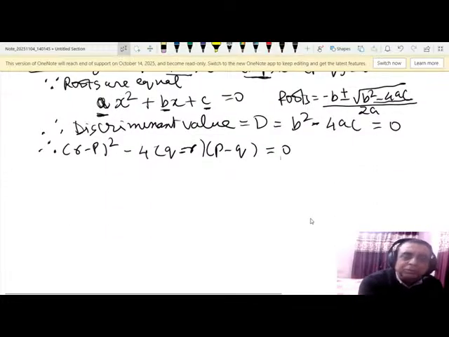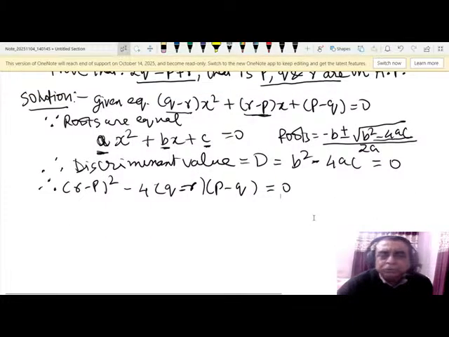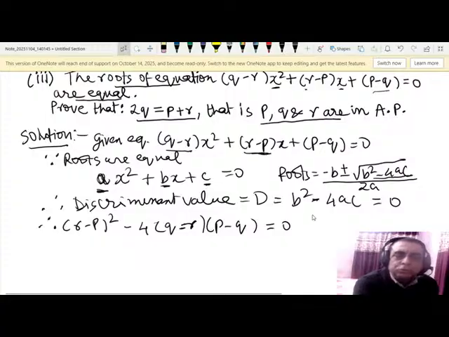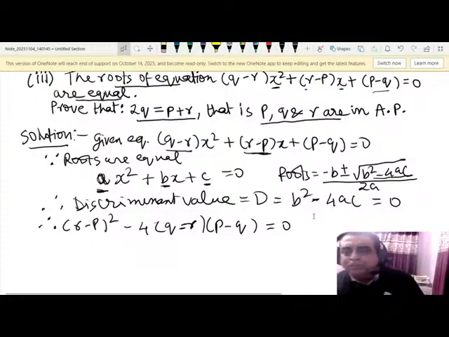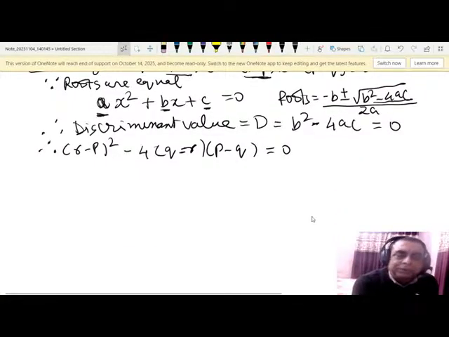Now you simplify this, you will come to this result: 2q value will be equal to p plus r. You will come to that result. Now I am simplifying it. So square, r minus p whole square.